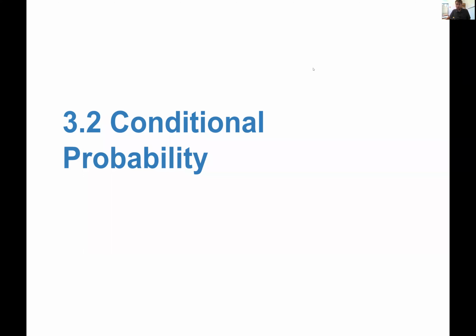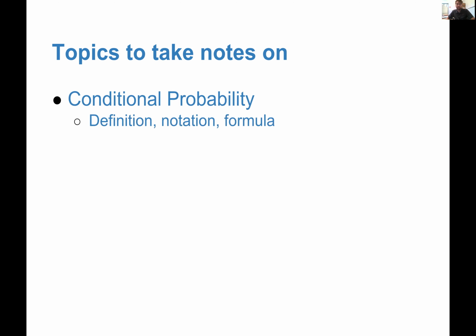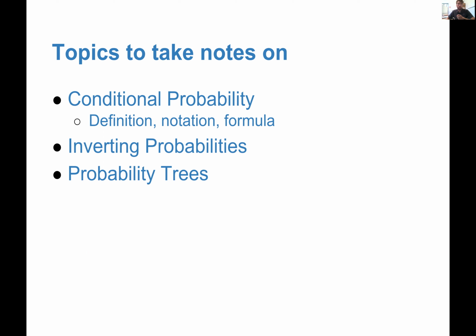Welcome to Probability and Statistics, section 3.2. We're talking about conditional probability today. So topics to take note on are conditional probability, the definition, the notation, and the formula. And then we're going to look at inverting probabilities, and we're also going to look at probability trees. That's going to be the three main things that we talk about for this section.